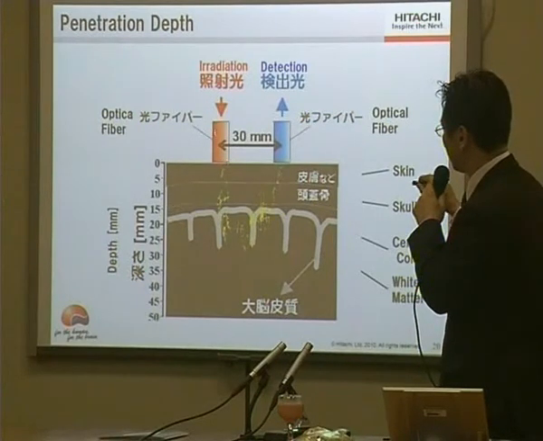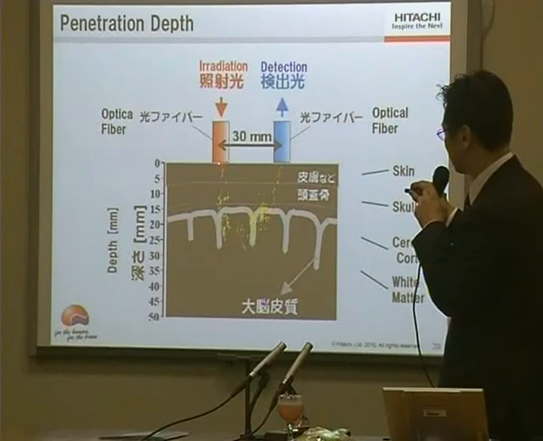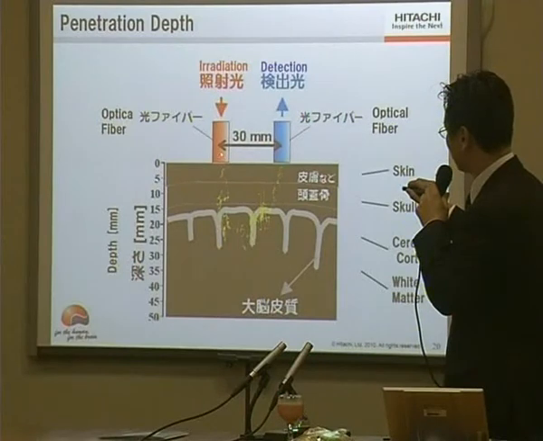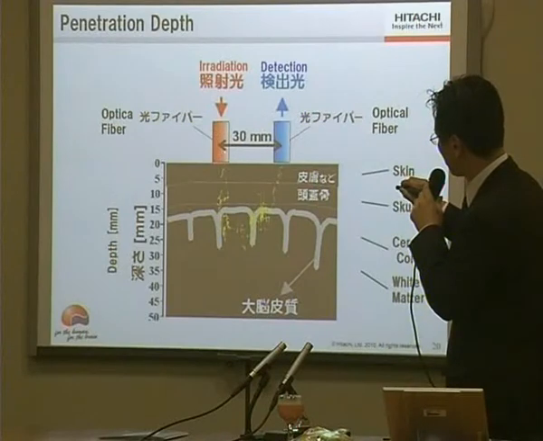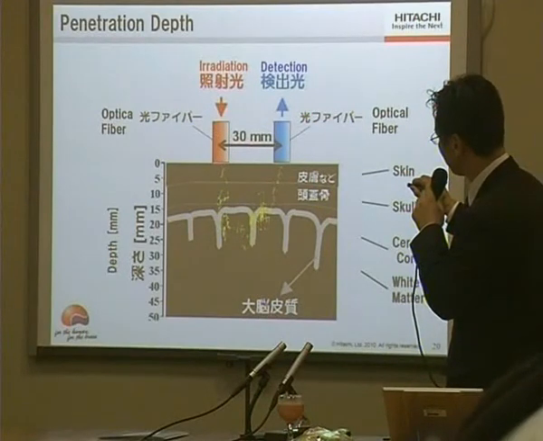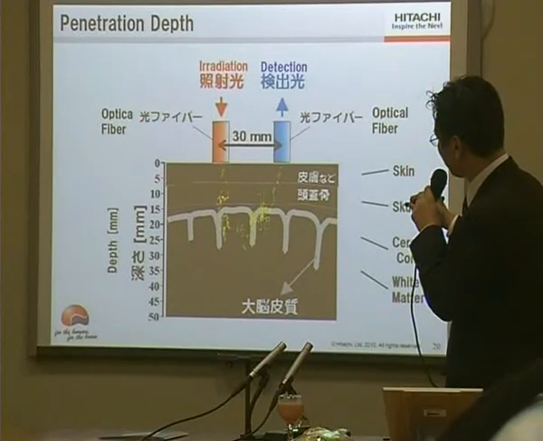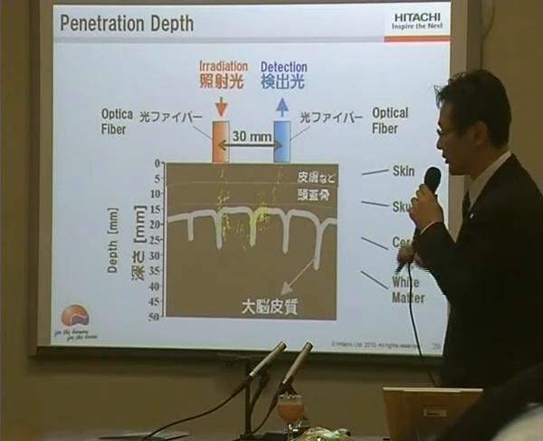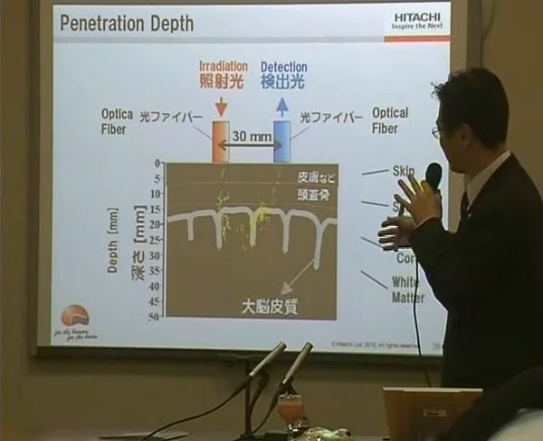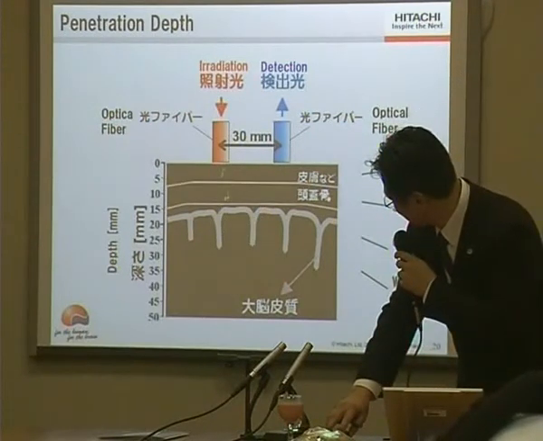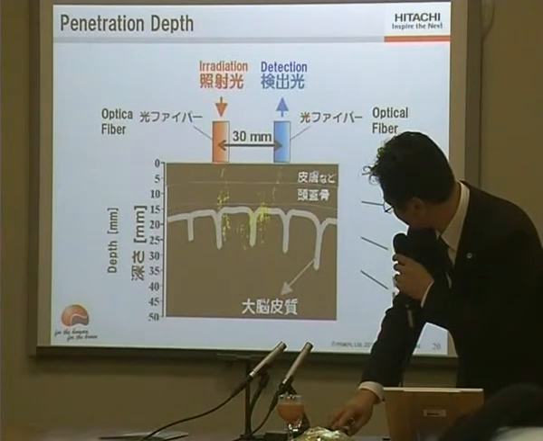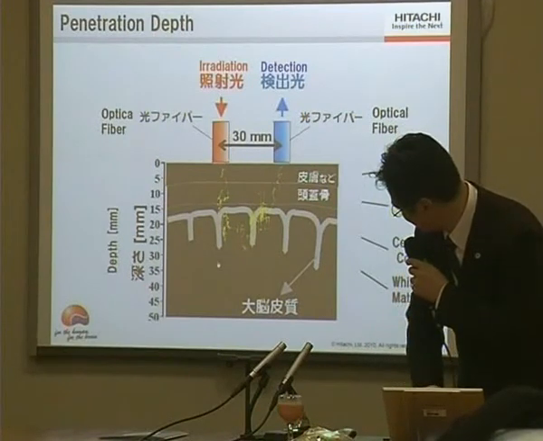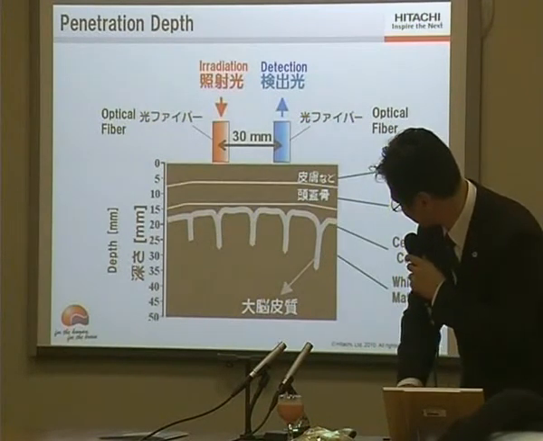Amazingly, I set the irradiation optical fiber at the surface of the skin, and the distance from the irradiation fiber to the detection fiber was 30 millimeters. In that case, the traveling length is about 150 millimeters, so very long. And finally, we simulated a lot of photons in the brain.